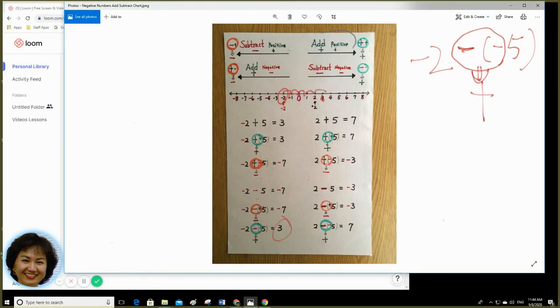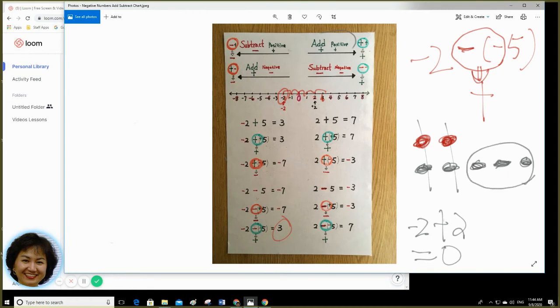If you want to see a picture, this is negative 2. This is a positive 5: 1, 2, 3, 4, 5. So this and this cancel, because negative 2 plus 2 is 0. So we get 3 left. So this is equal to 3. That's where this comes from.